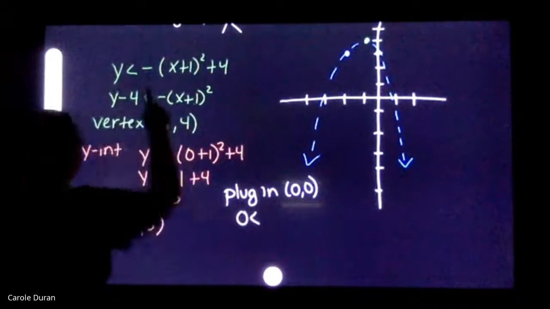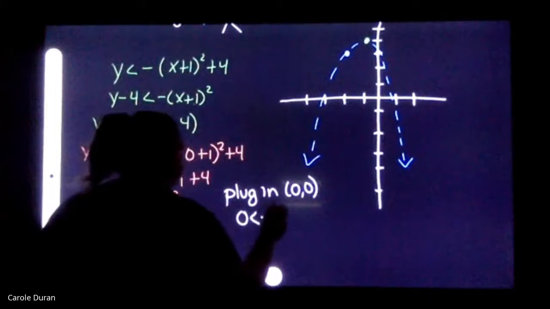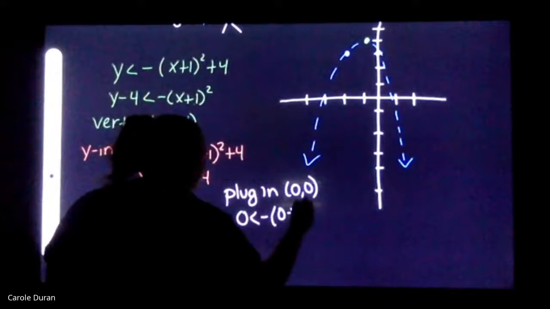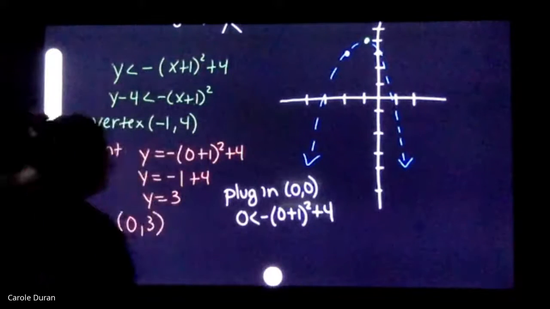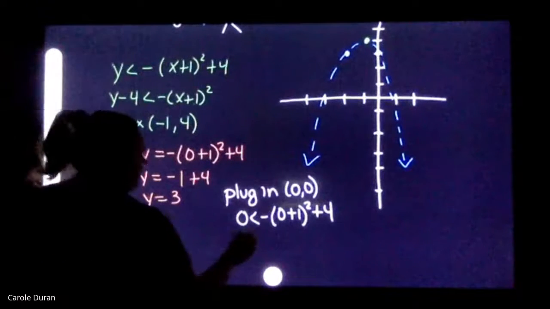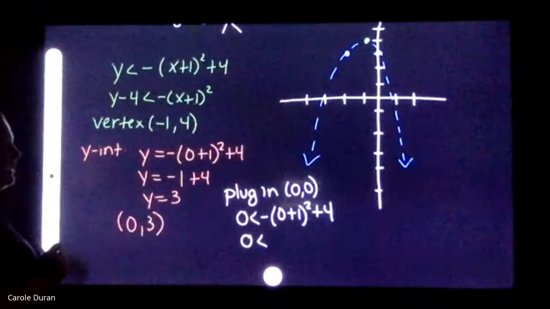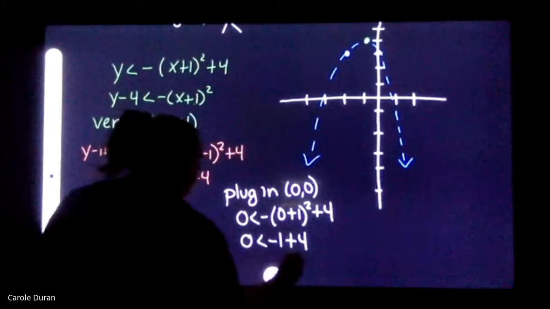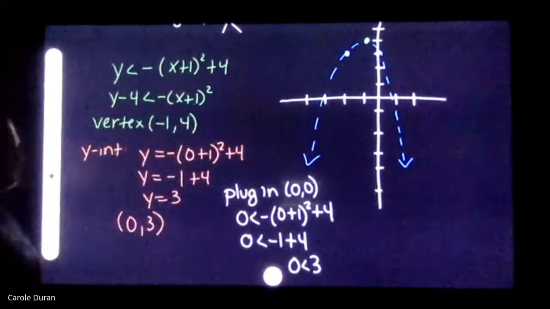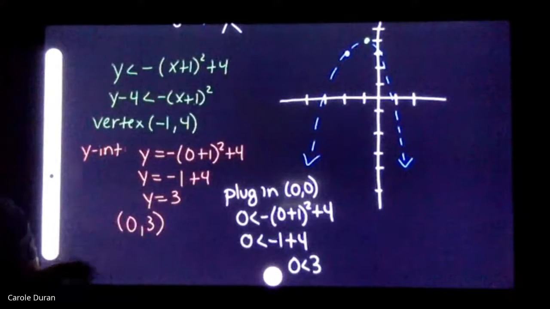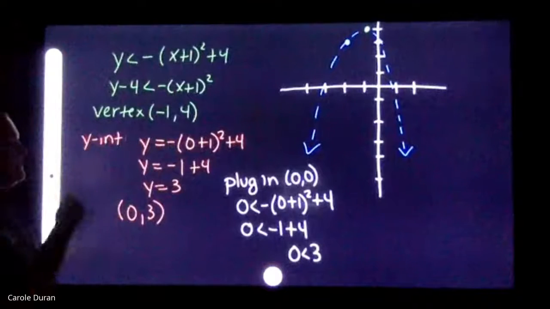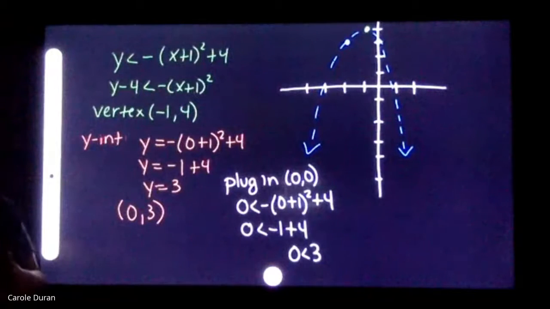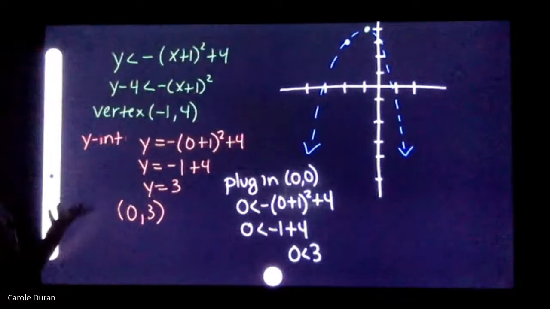So I plug it into the original inequality I was given, and I get 0 is less than the negative of 0 plus 1 squared plus 4. I simplify it out. 0 plus 1 is 1. 1 squared is 1. Negative 1 plus 4 is 3. I'd actually already done that work when I found my y-intercept, but it's okay to do it again. So I end up with 0 is less than 3. Is that true? Yes, 0 is smaller than 3.